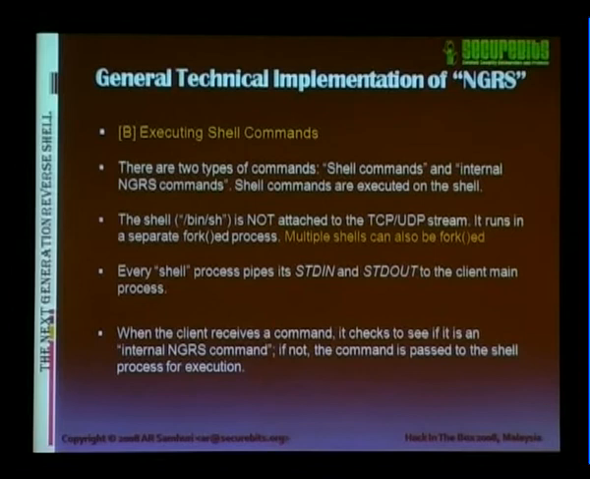Now, this enables us to check every command coming from the server or the user to the client. The client's main process can check the command before it passes it to the shell process to be executed. Not only that, the other advantage of having a separate process for the shell is that we can fork multiple shells at the same time. We can fork multiple processes, and every process has its own shell. So we can have multiple shells at the same time.